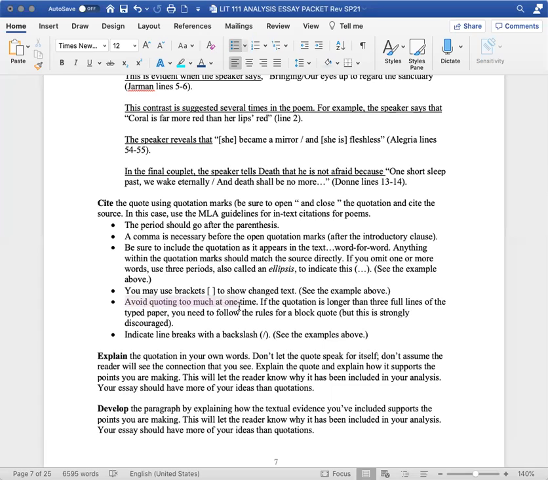Avoid quoting too much at one time. If the quote is longer than 3 full lines of your typed paper, you need to follow the rules for a block quote, but this is strongly discouraged. I strongly discourage it for 2 reasons. One, sometimes students do it because they think it's going to make the paper longer, but it doesn't. It's painfully obvious. A lot of times the formatting is wrong and there's all this extra space.